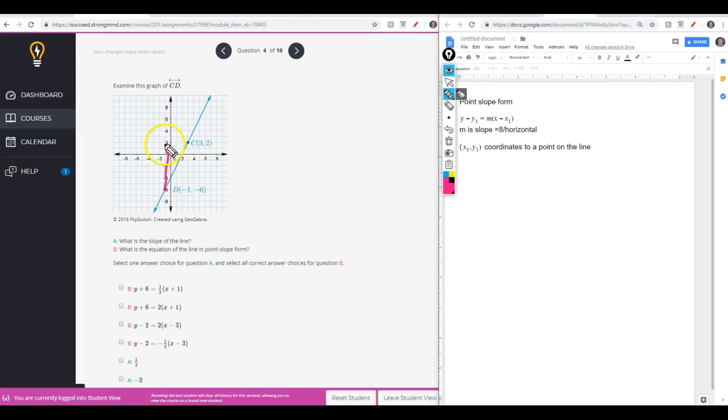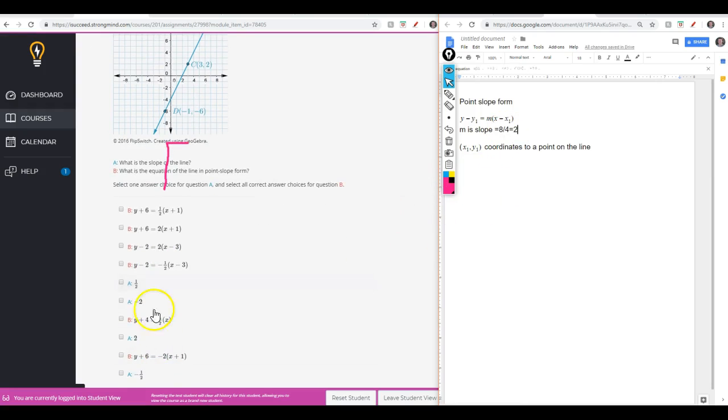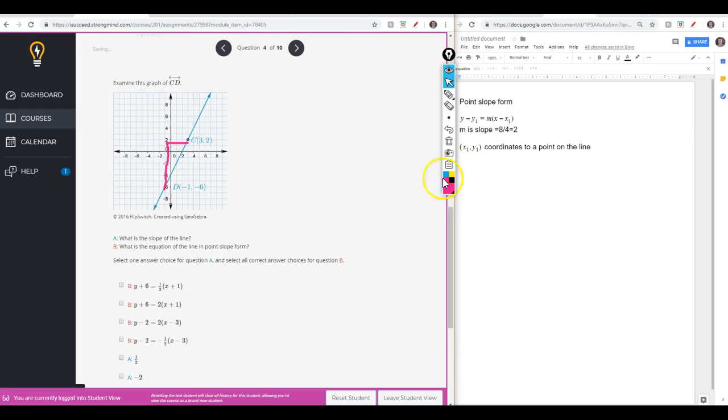Horizontally, it went over 1, 2, 3, 4. Okay, so 4. So there's a vertical change of 8 units and a horizontal change of 4. 8 divided by 4 can reduce down to 2. So our slope is 2. So I'm looking for A at 2.